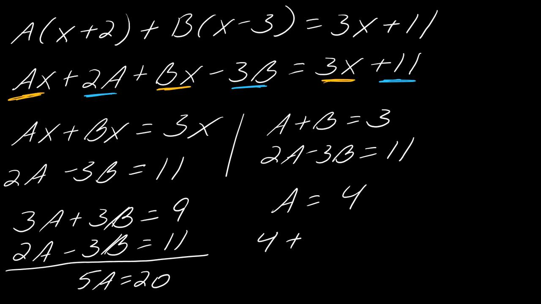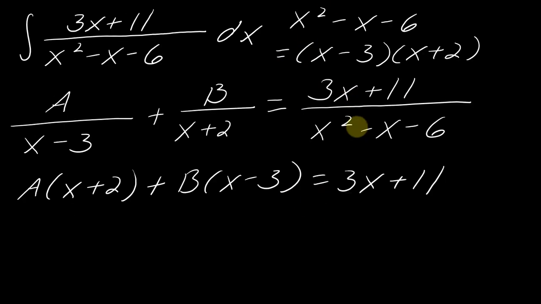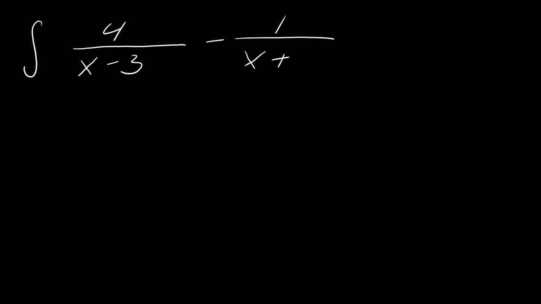So I have 4 plus b equals 3, which implies that b equals -1 if I subtract off the 4. Now I've solved for my a and my b, so I can put that back in. You might remember when we set this up here. I'm just going to replace my a and my b. So I'll make some more space. I have 4 over x minus 3, minus 1 over x plus 2.